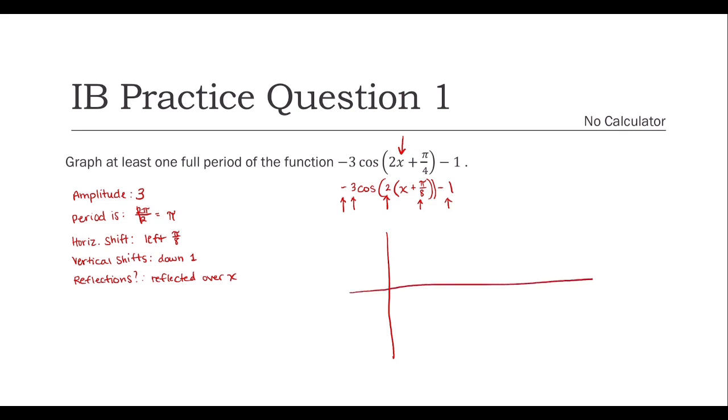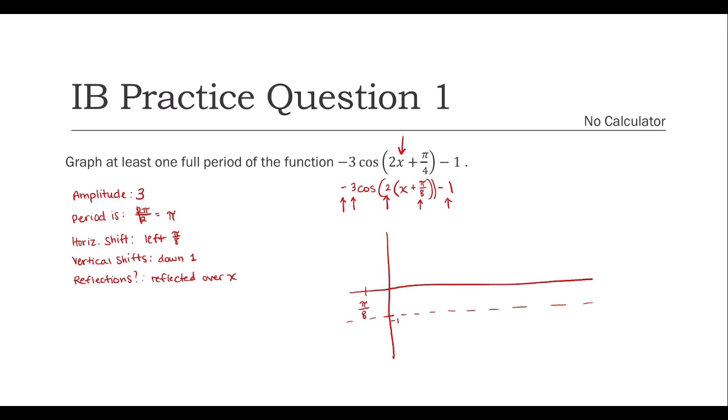So it's been shifted left pi over 8, and our vertical shift is down 1. So our midline is going to be at -1. So this is where our midline will be. Our period is pi. So we want to label this so that we have a full period in here.